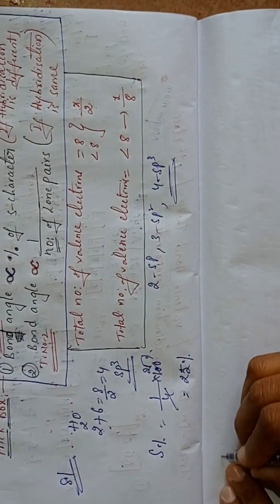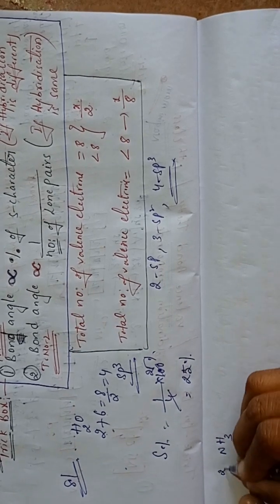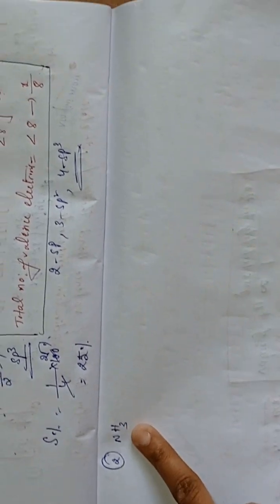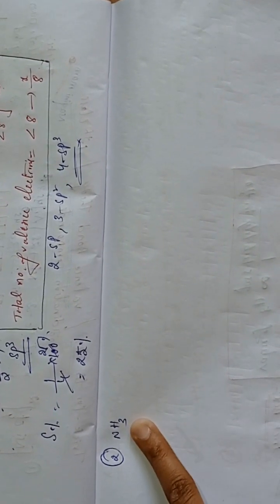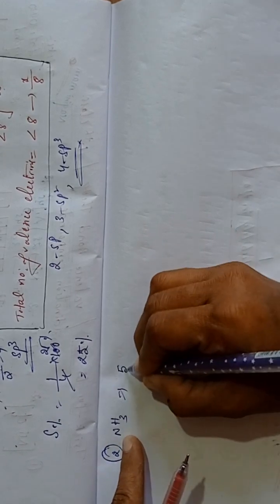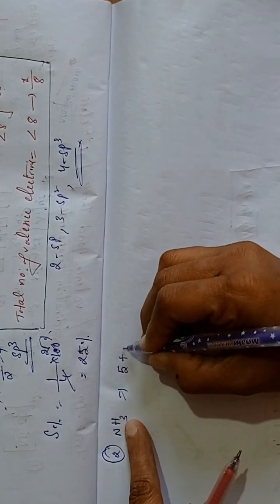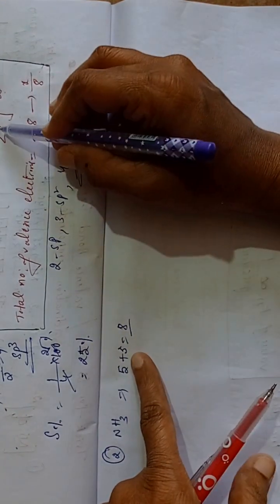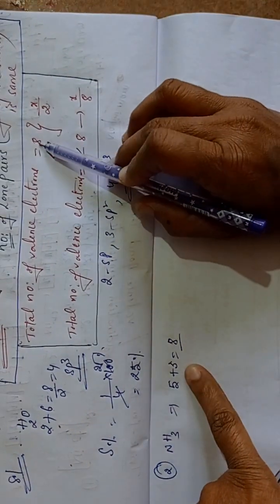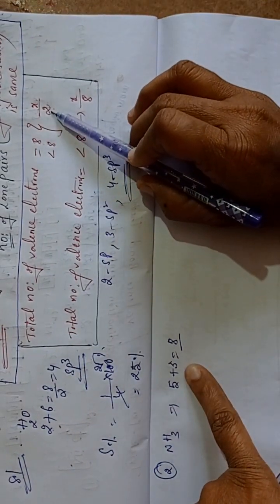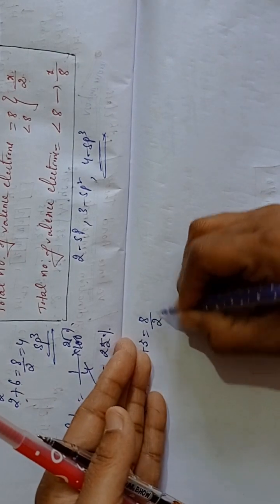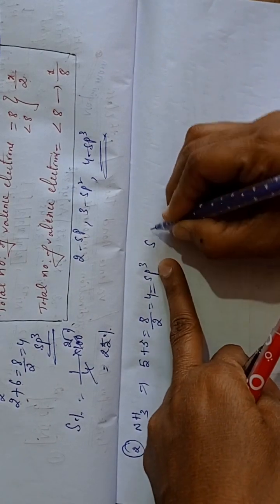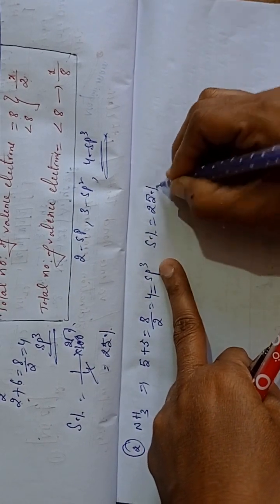NH3 molecule. The second molecule is NH3, and I'm going to calculate its hybridization. Nitrogen has 5 valence electrons, hydrogen 1, and 3 atoms are there, so 5 plus 3 is 8. It is equal to 8, so according to the trick we divide by 2 and get 4, which means sp3 hybridization. Here also the s character is 25%. Are you clear?